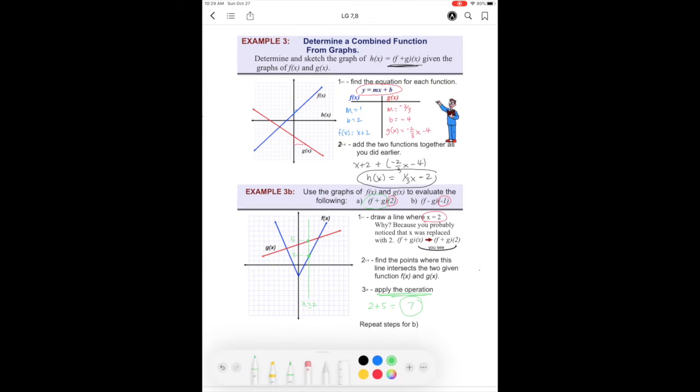Now we do the same thing for the next one. Here we have -1, so we draw a line up at -1, and we touch it at 0, and right there at 4, and we take the operation, which is f minus g. This is important because there's a minus sign. Which one goes first? Well, f is 0 minus 4, so the answer is negative 4.